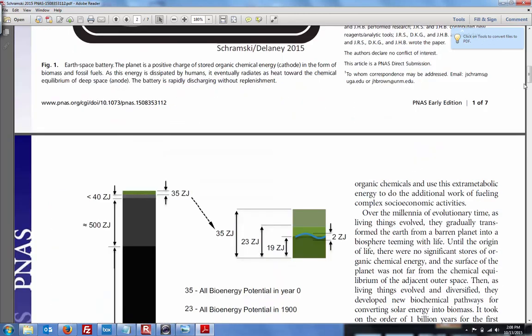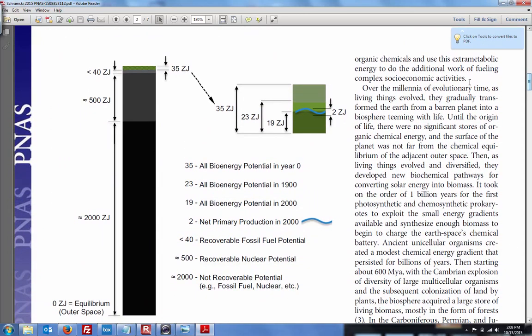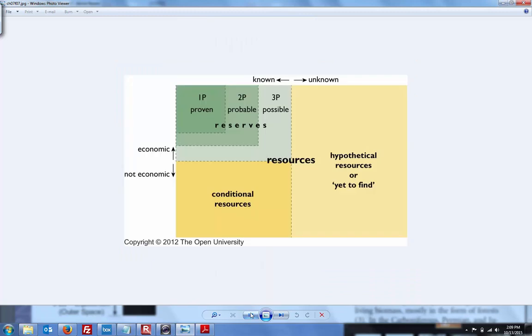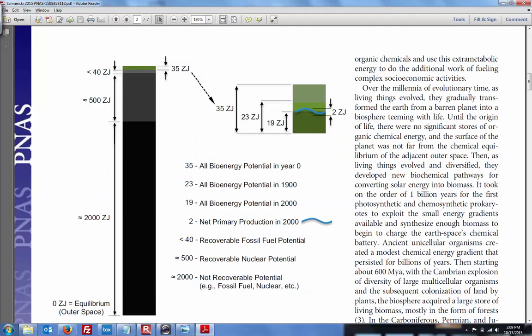Yeah, so here's this 40. This is your recoverable fossil fuel potential. That is more or less this box, the entire box, 40 zetajoules. And again, remember that Schramsky is talking about oil, coal, natural gas, and even uranium, non-renewable primary energy sources that are buried beneath the ground.